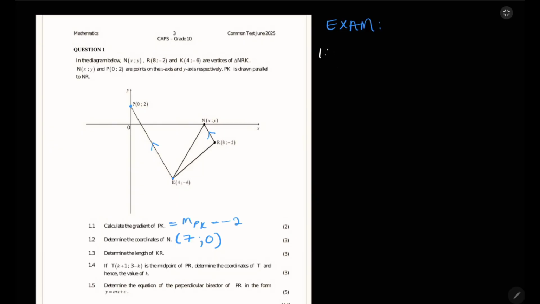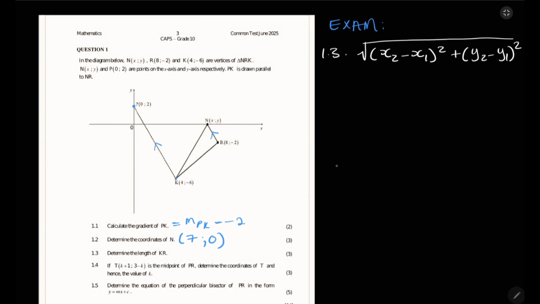Let's move to 1.3. It says determine the length of KR. What do you guys use to determine the length? The distance formula, which is you open a square root. In the first bracket you have x2 minus x1 squared plus y2 minus y1 squared. We then close the bracket, your square root.